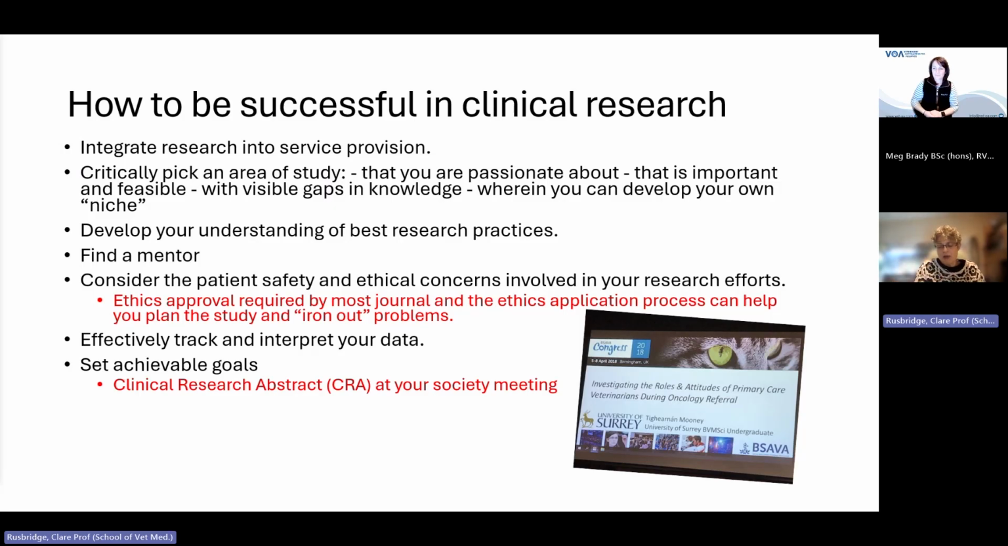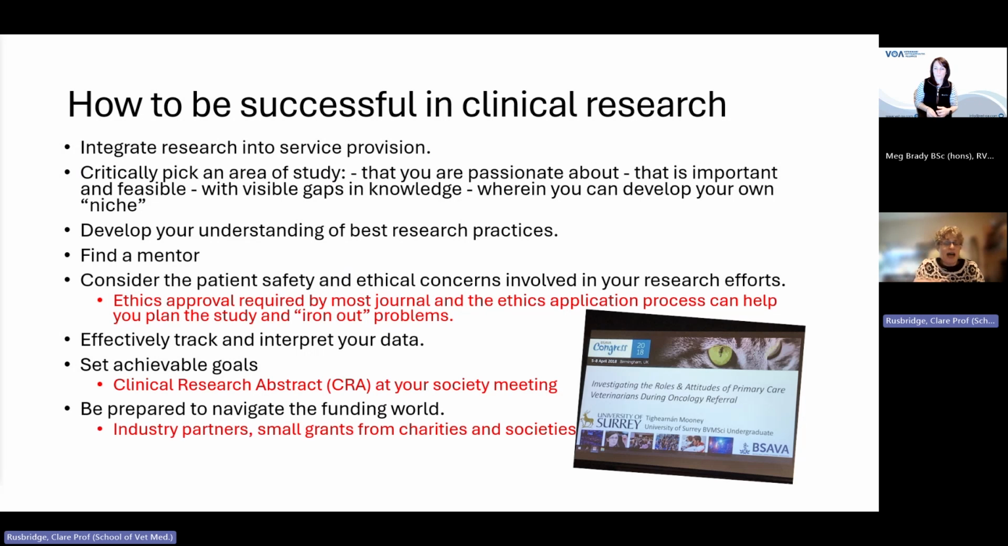Even in something like my own society, we very rarely refuse posters, and that's why there's over 250 of them every year, because we realize it's a very, very important thing for young neurologists, it's a neurology society, to develop. And then after that, maybe be prepared to navigate the funding world.